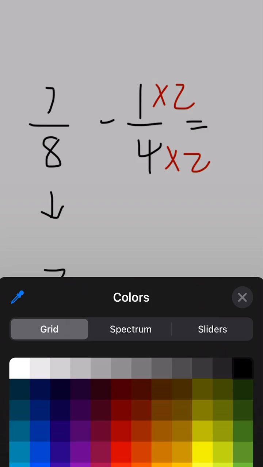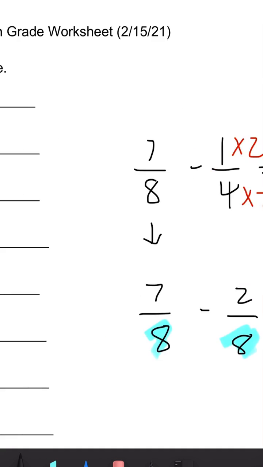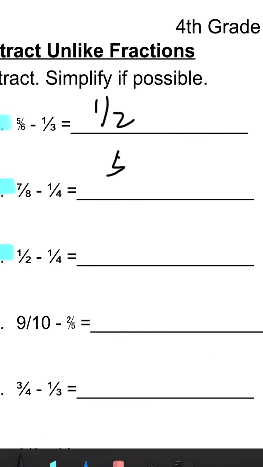So your new fraction will become 2/8. Since we have a common denominator, we're going to bring that over and subtract 7 minus 2, which is 5. So our final answer is 5/8.